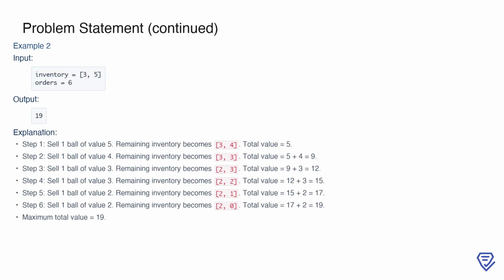Another ball of value 3 is sold, leaving [2, 2], and making the total 15. We then sell 2 balls of value 2 consecutively, reducing the inventory to [2, 0], and adding 4 more to reach the final total of 19. This example shows how the inventory shifts after each sale while prioritizing higher value balls to maximize the total.